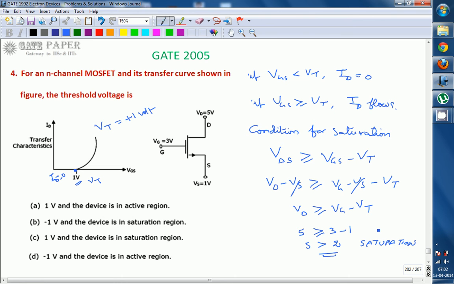So definitely the transistor is in the saturation region. The transistor is in the saturation region with a threshold voltage of 1 volt. So the right option is C. Thank you.